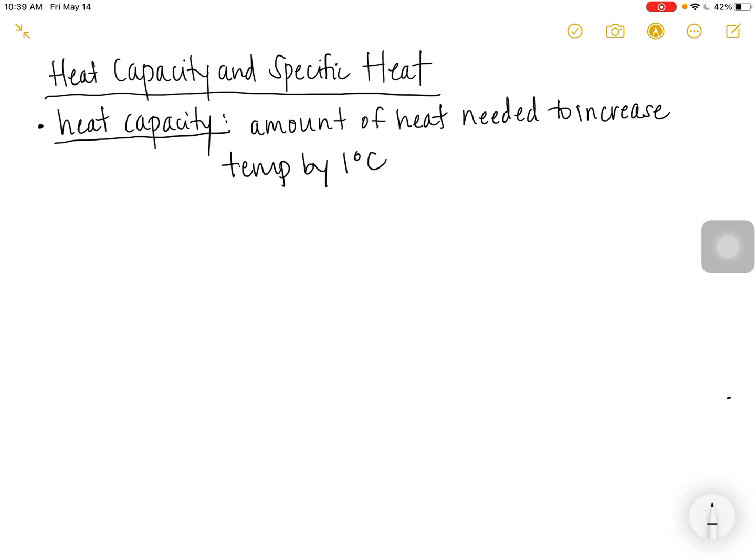And then it also has no discussion of who you're talking about. So composition comes into play here. It's going to take a different amount of heat to raise water's temperature than it is to raise iron's temperature. Okay, so this idea of heat capacity is a little bit vague because mainly it depends on how much substance we have.